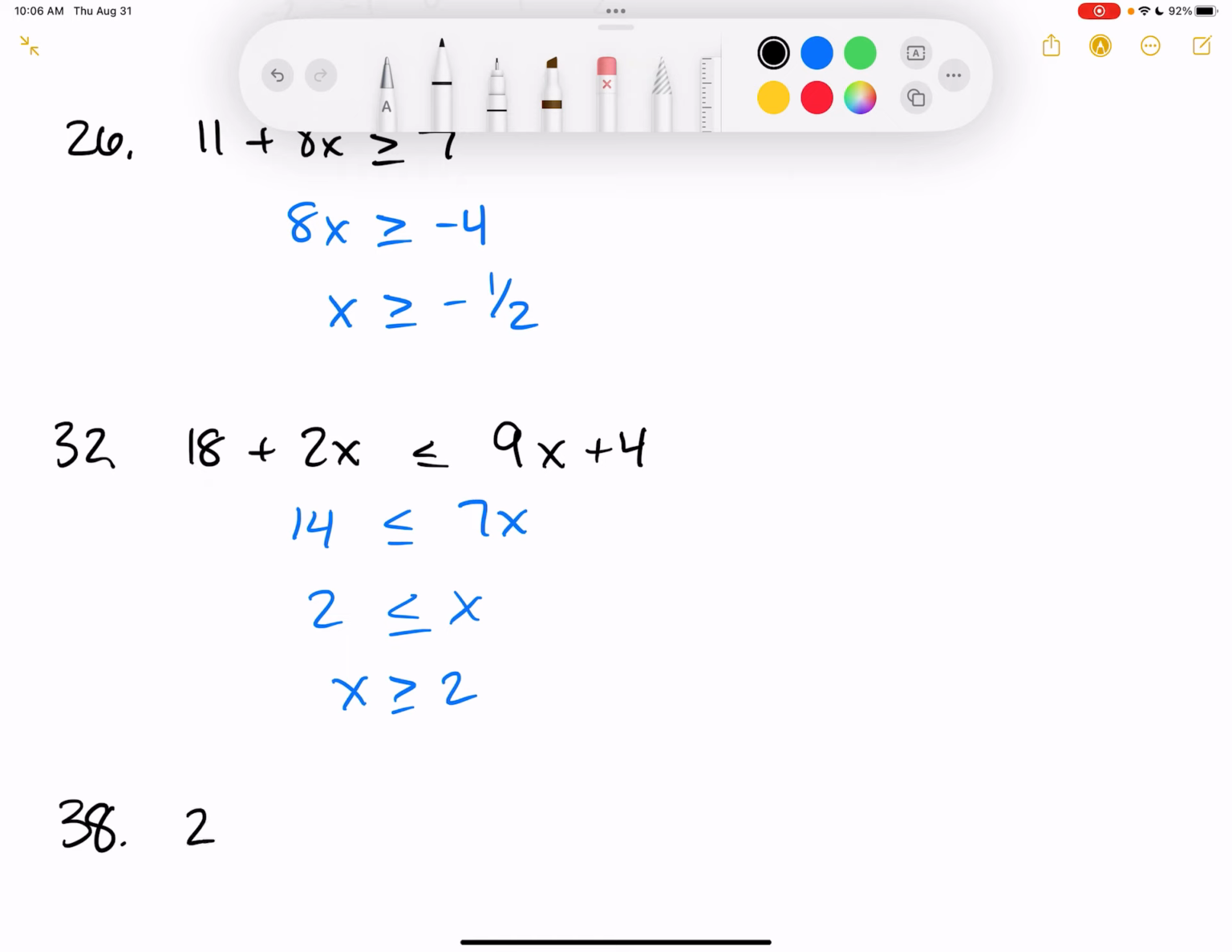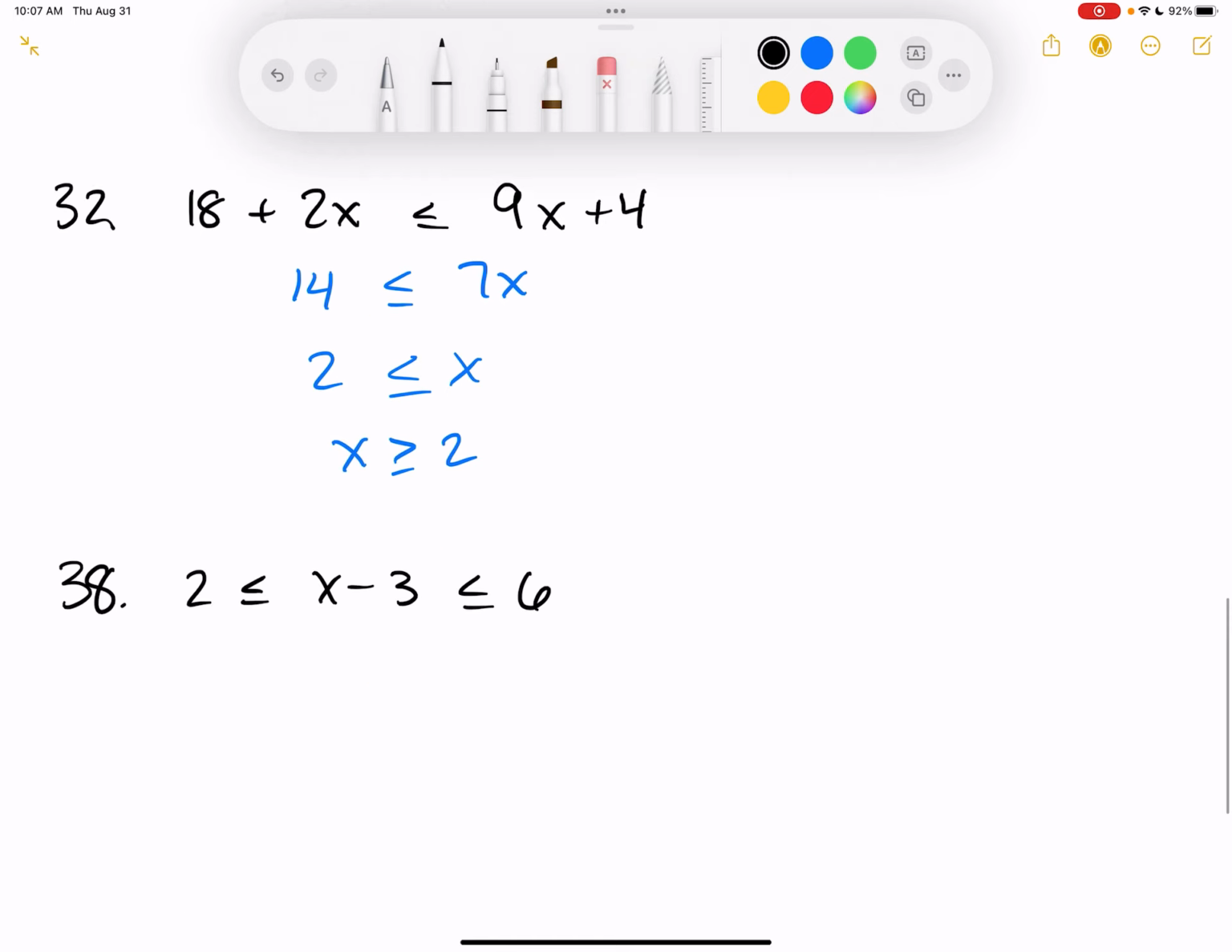38: 2 is less than or equal to x minus 3 is less than or equal to 6. How do I solve this? Add 3 to both. Yep, we gotta add it all the way across. A lot of times people forget that, but what you do to one side, you gotta do to all of them. So add 3, that gives you 5 is less than or equal to x less than or equal to 9. And if you were to graph it, obviously between the 5 and the 9, brackets on both.